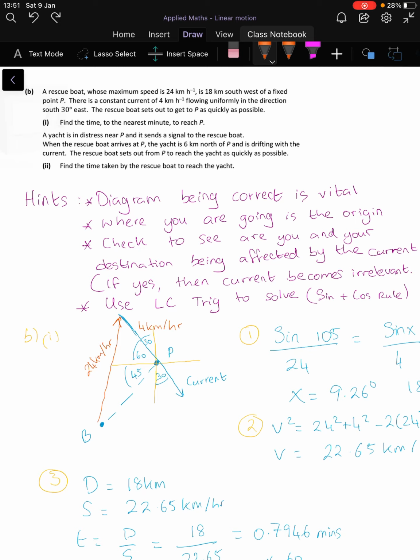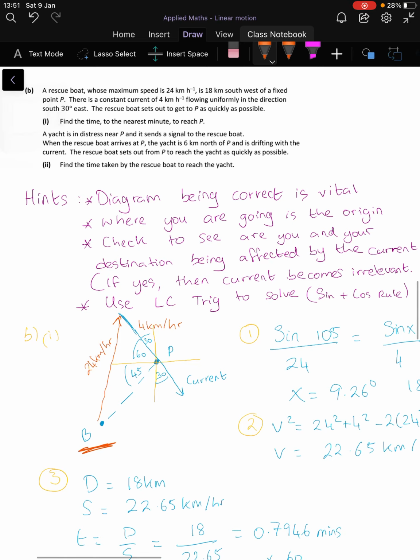So what I've done here then is I've drawn boat B, and I know that I'm trying to get to point P. So that means that's where my origin is going to go. And my boat B is going to go out 18 kilometers southwest of the fixed point. So I've drawn my boat about 45 degrees south of west from P, and I've made my little X and Y axis in that kind of mustardy colour there.